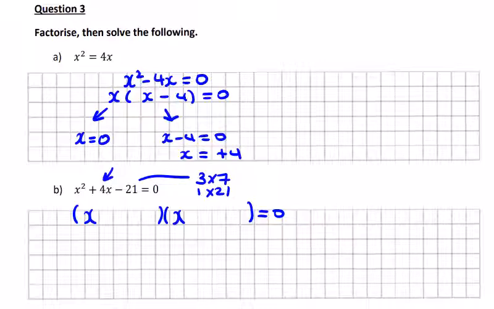So logic kind of gets you into these questions. So we have to have a 7 and a 3. How do we get plus 4x? Well, it would have to be plus 7x minus 3x.